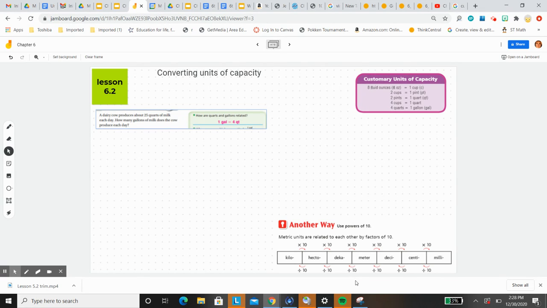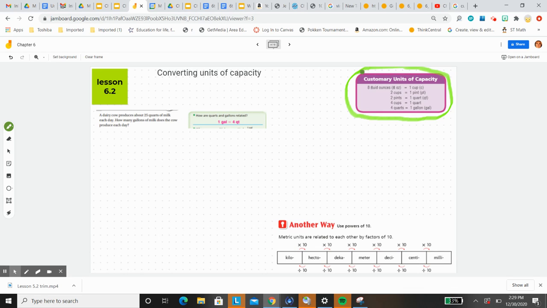All right, so I'm going to get started here again. We're going to be using that conversion factor over and over and over again. I just want to make sure you guys are kind of clear on that, okay? Over here in the corner today is a different chart. We're going to be talking about capacity. And capacity is the amount a container can hold. So when we talk about capacity, we're usually talking about liquid, okay?